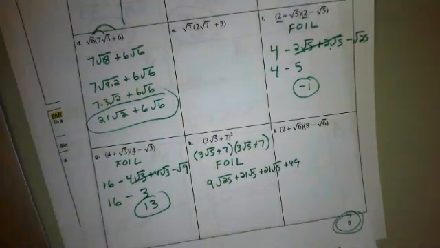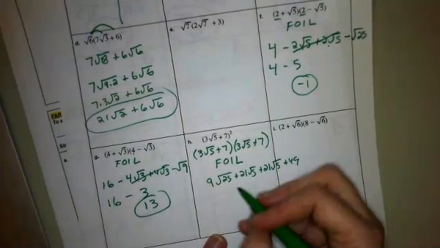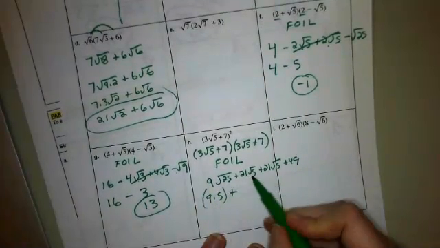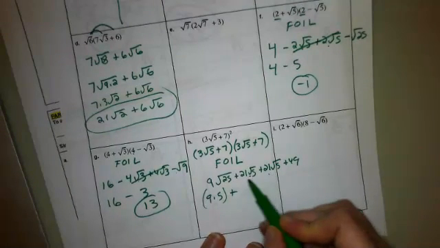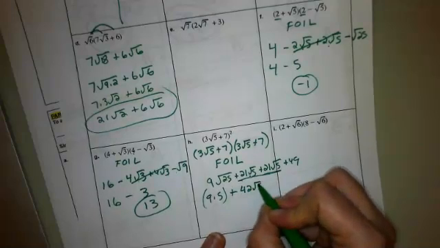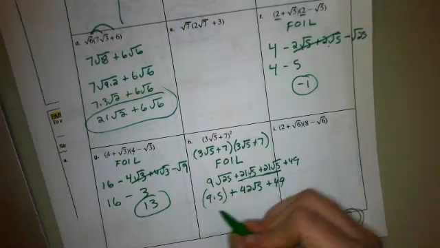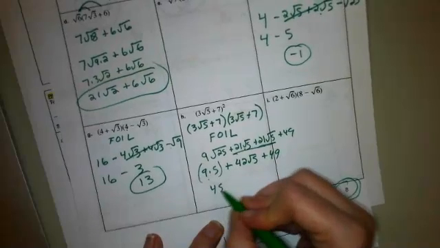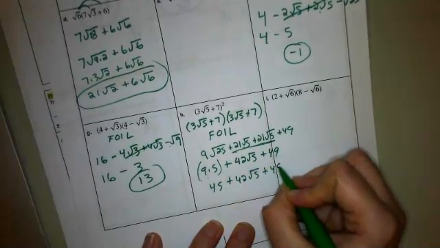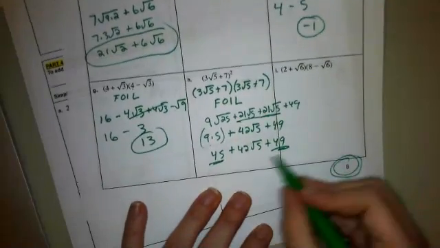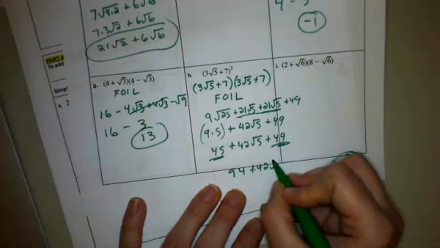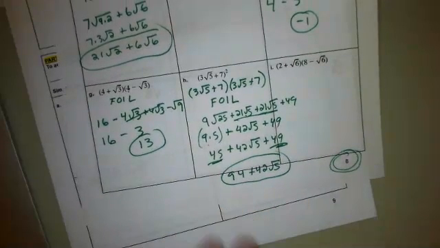Okay, let's see what we can do here. Well, we have a perfect square, so that's going to give me 9 times 5. Plus, we have a 21 root 5, 21 root 5. Those are like terms. So we've got a 42 root 5 plus 49. 9 times 5 is 45. I'm writing out all these steps just so you guys can see that. And then we've got some like terms here. 45 plus 49 is going to be 94 plus 42 root 5. Okay?